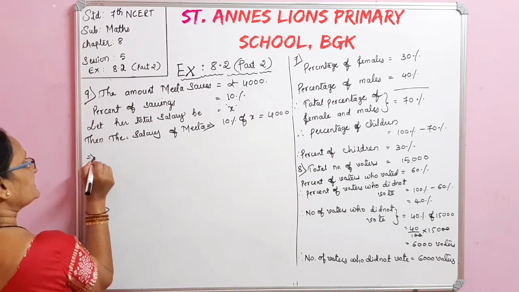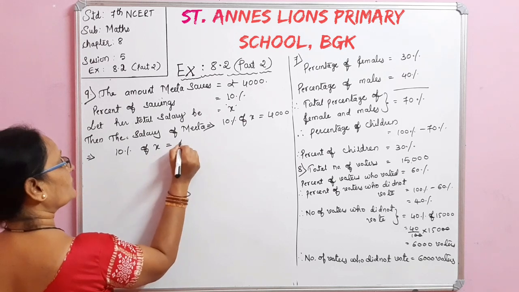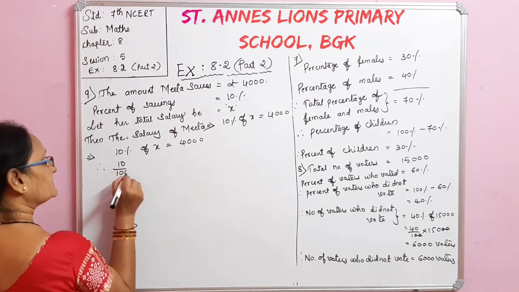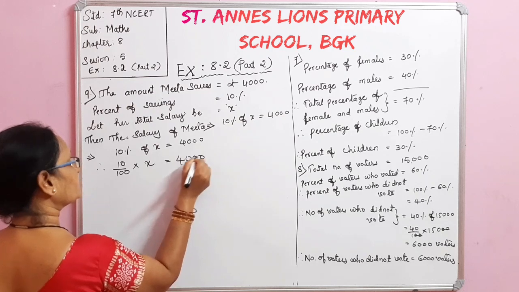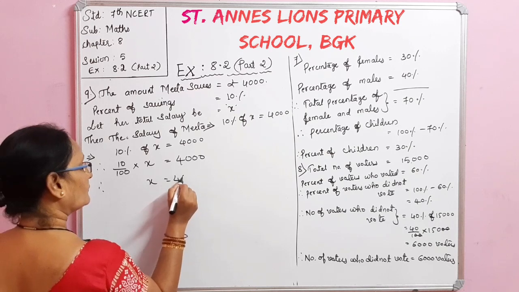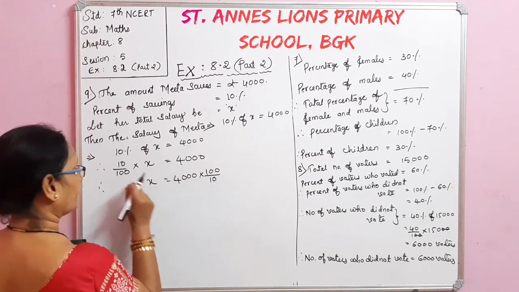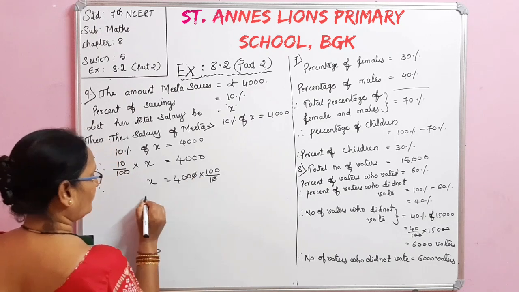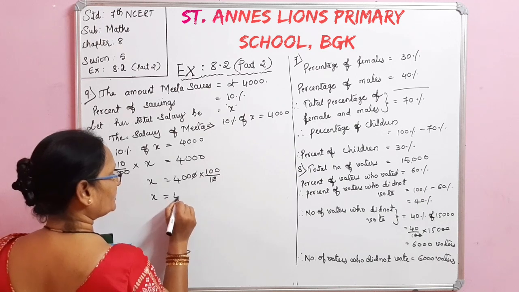So here this implies that 10% of X is equal to 4,000. Therefore 10% of means into X is equal to 4,000. Therefore X is equal to 4,000 into 100 by 10. When it goes that side it will become reverse. So 1 zero got cancelled. X is equal to 400 into 100, which is 40,000.